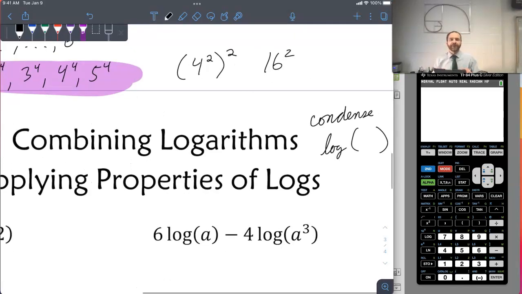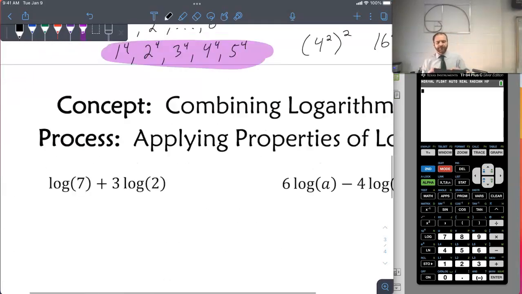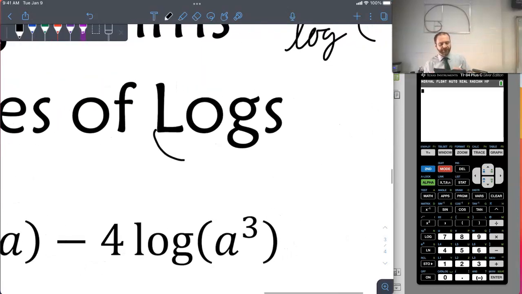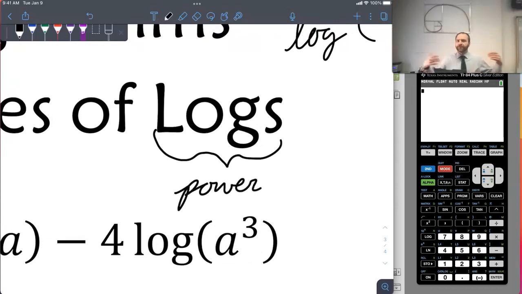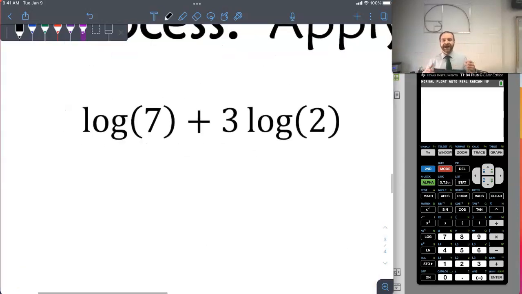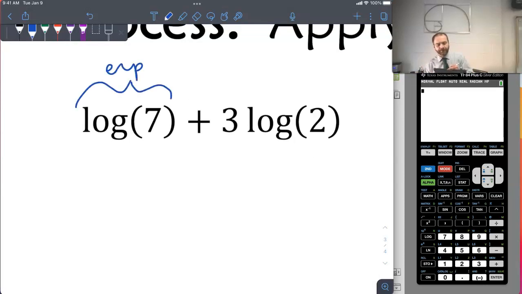How do I do that? Properties of logs. What are logs again? Logs are always equal to, so if I think, what does a log equal? A log equals a power. A log equals an exponent. My properties of exponents say that if I'm adding exponents, so let me show you this. This is really equal to an exponent. Correct?